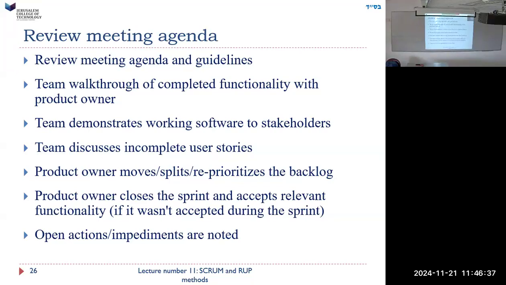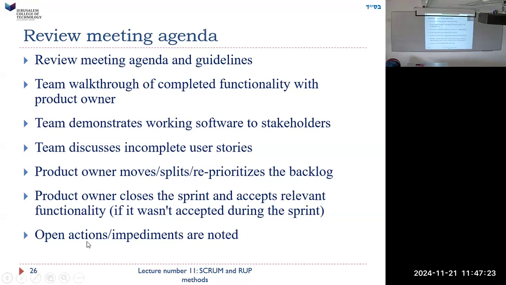Team discusses incomplete user stories. I guess there might be a user story that we did some of the tasks for, but we didn't finish. Product owner moves, splits, reprioritizes the backlog. He figures out which things in the backlog we're going to do in the next sprint. Product owner closes the sprint and accepts relevant functionality if it wasn't accepted during the sprint. In other words, he could have accepted it along the way, but now he can accept everything he hasn't yet accepted, or reject things. Say, this is not done, this functionality is not the way I meant it to be. You did it, but not right. Open actions and impediments are noted.